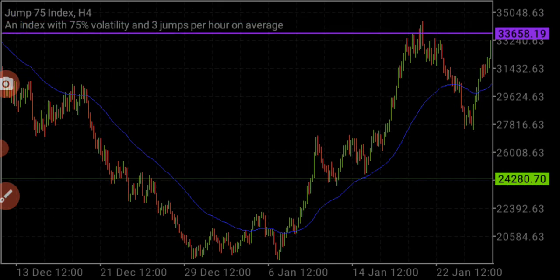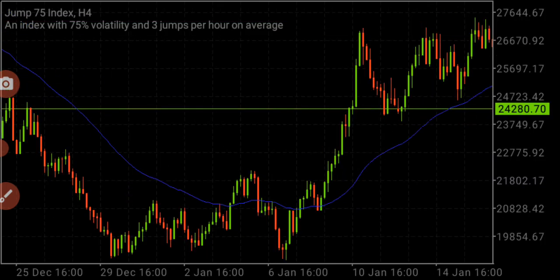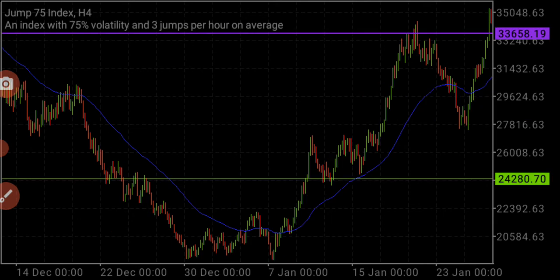Now, what's market structure? Market structure is the pattern or way the market moves. What I mean by the pattern or way the market moves is that the market can move in two ways. The market can either be trending or be ranging.